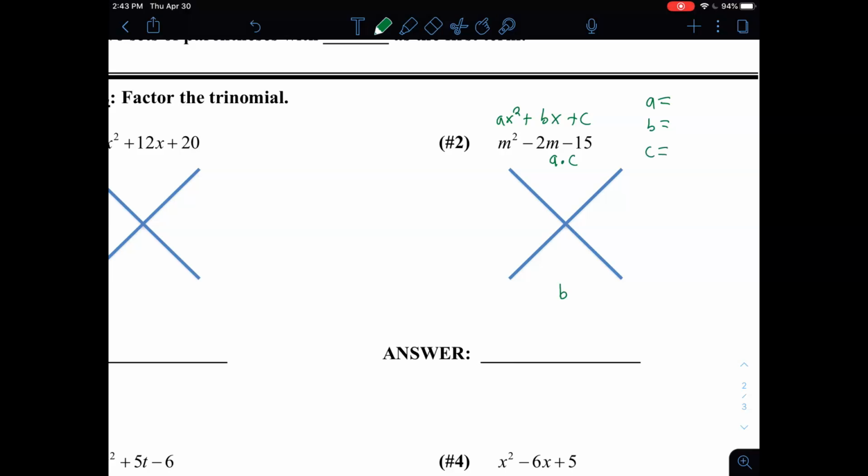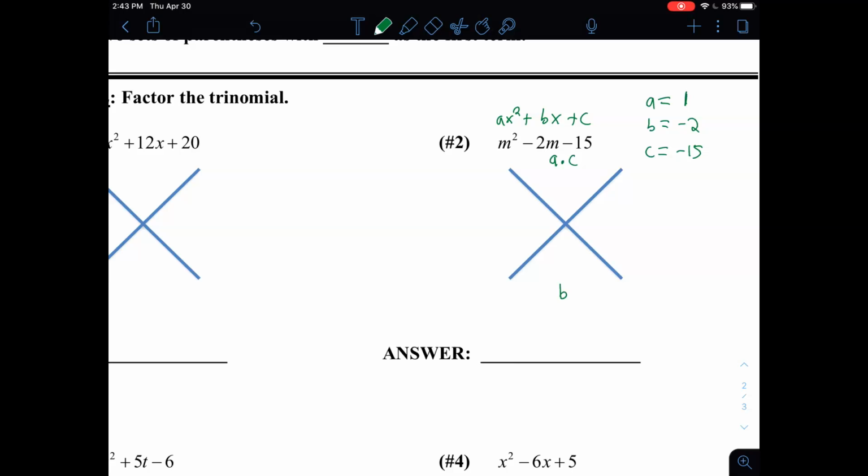Well, our A is going to be what's in front of m squared, which is just a what? There's nothing there, so it's going to be a 1. Our B is going to be what? -2. And our C is going to be -15. That's just going back to quadratics a while ago. So remember, this is a formula for quadratics, all right?